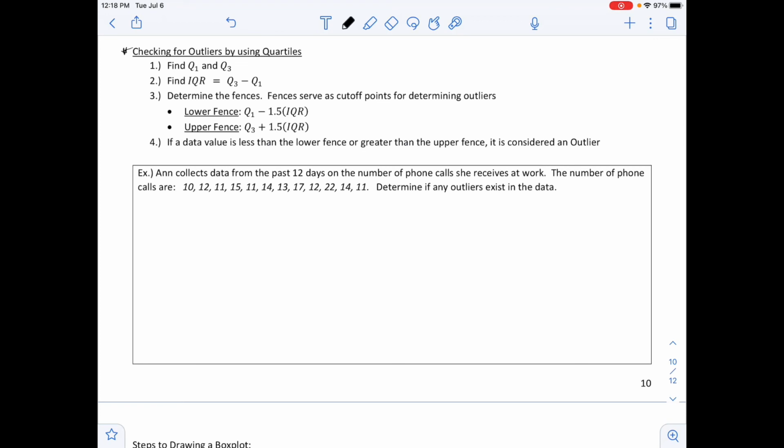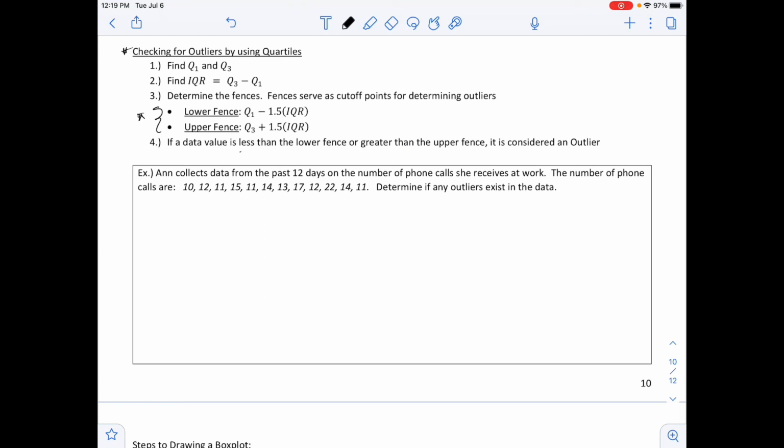Next we calculate our IQR, which is found by doing Q3 minus Q1. And then step 3, we determine the fences. Fences serve as cutoff points for determining outliers. These are the formulas we need to know for our exam. Our lower fence is Q1 minus 1.5 times the IQR, and our upper fence is Q3 plus 1.5 times the IQR.